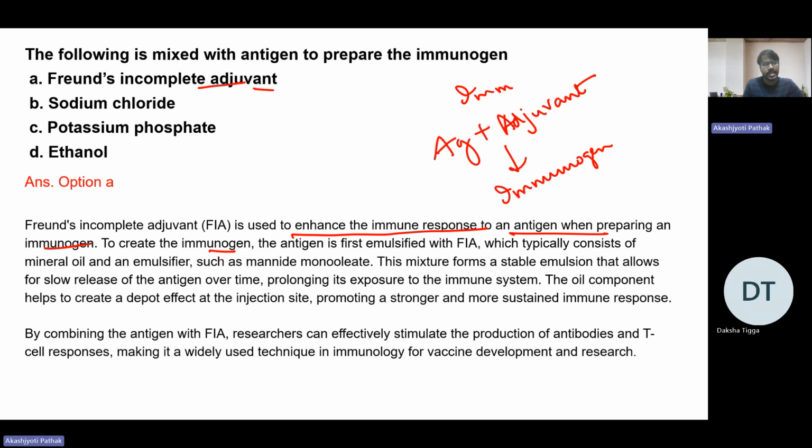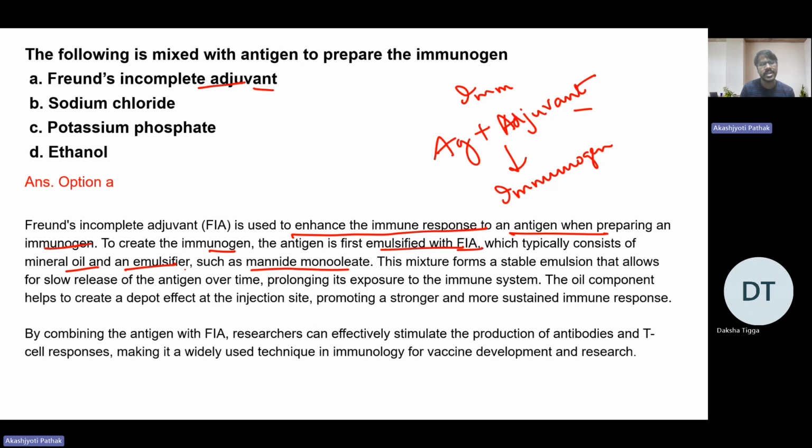If you apply any antigen alone, it may not create an immune response. If it is a carbohydrate molecule, it does not trigger the immune system. So you need to attach some adjuvant to it so that the immune system can be triggered and antibodies can be produced. The antigen is emulsified with FIA, Freund's incomplete adjuvant, which consists of a mineral oil and an emulsifier, such as mannide monooleate. These are the chemicals I was mentioning. You do not need to memorize such things.